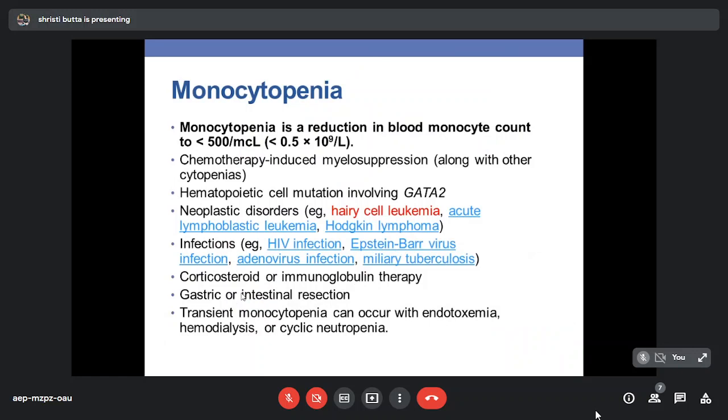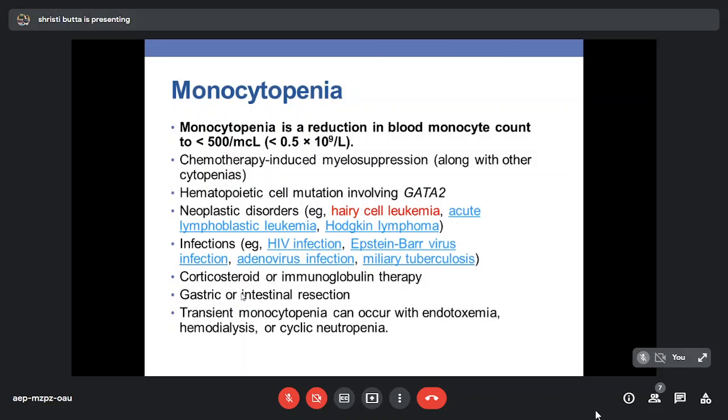Now, coming to monocytopenia. Monocytopenia is a reduction in the blood monocyte count, which is less than 500 per microliter. Chemotherapy-induced myelosuppression and hematopoietic cell mutation, particularly involving the GATA2 gene, have been implicated in monocytopenia. In addition, we have neoplastic disorders like hairy cell leukemia, ALL, Hodgkin lymphoma, infections like HIV, Epstein-Barr virus, adenovirus, miliary tuberculosis. We also have corticosteroids, yes, they are immunosuppressive, and gastrointestinal resections.